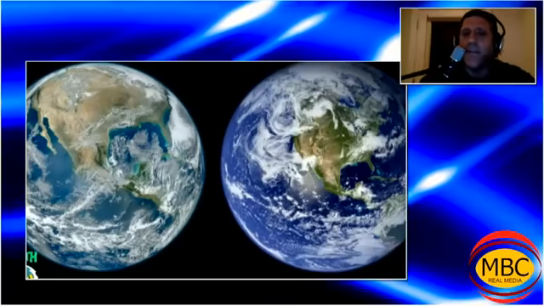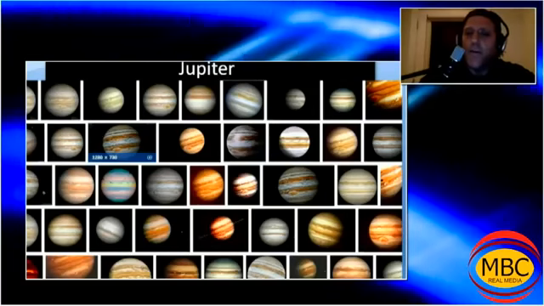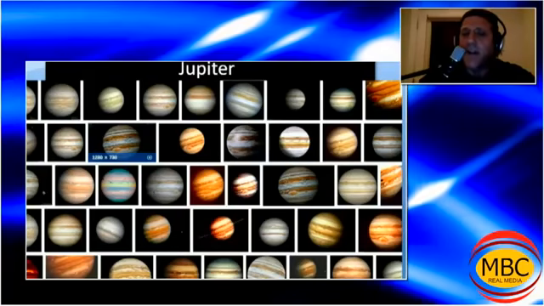I think they're like 30 years apart, or whenever they were taken, and they can't even get the proportions right on the planets. This is supposedly a picture of the Earth from space, and the United States is twice the size in one. Next.